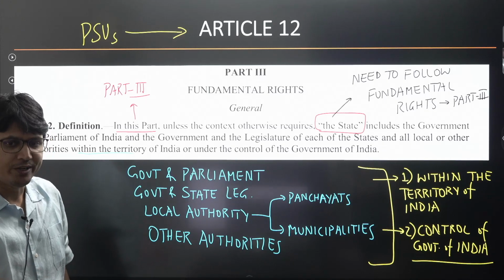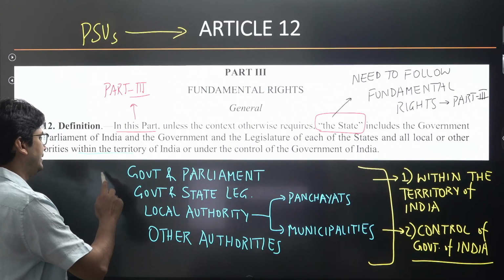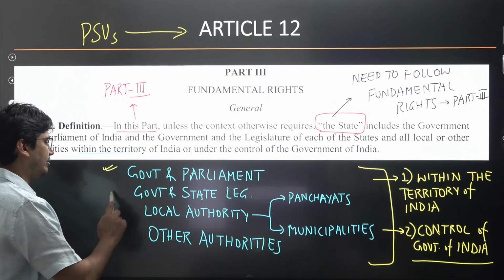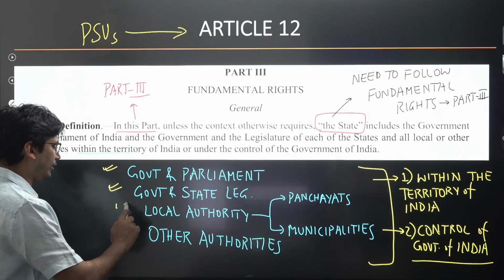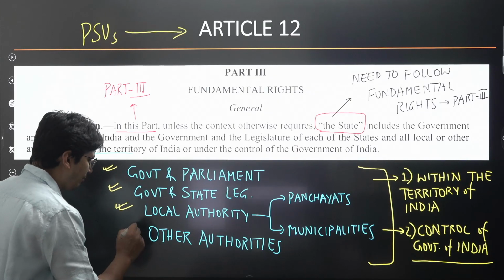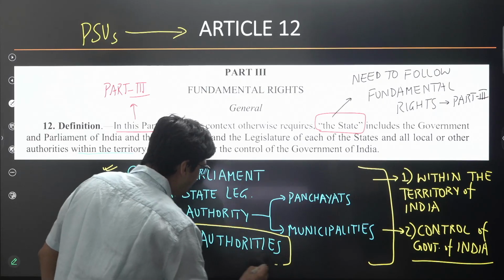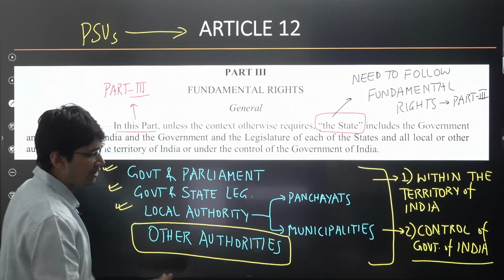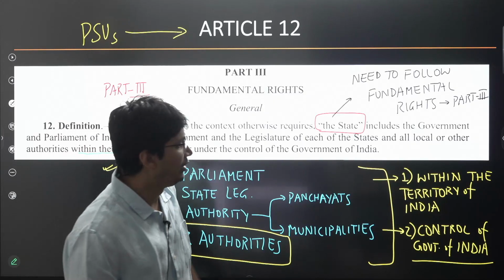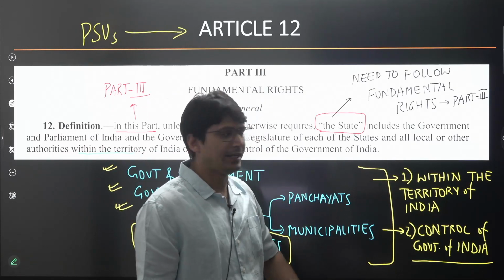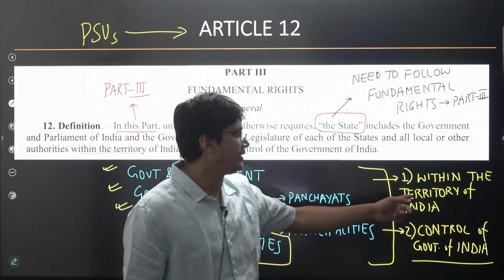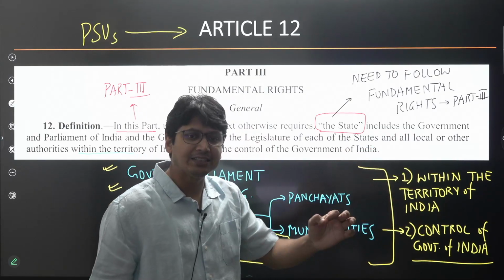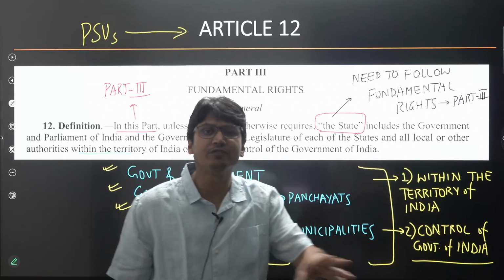So the important point to understand is that this is very clear. Government and parliament, government and state legislature, local authority is very clear. The problem arises with this term, other authorities, because this term needs to be understood with respect to these two important terms. That are these other authorities within the territory of India, and are these other authorities within the control of the government of India?